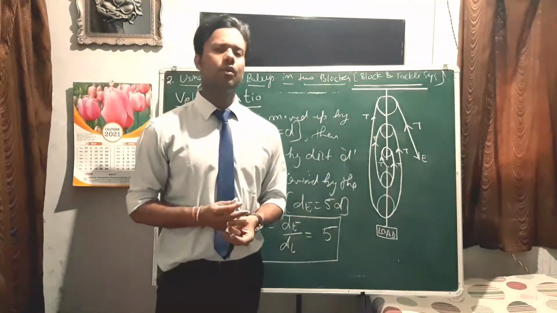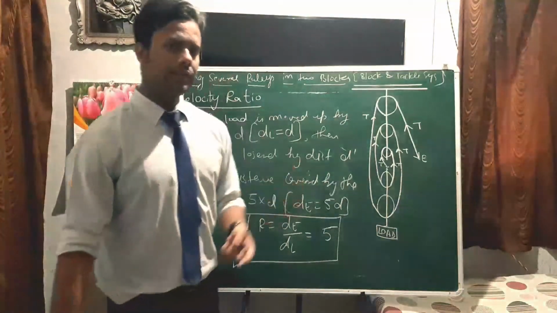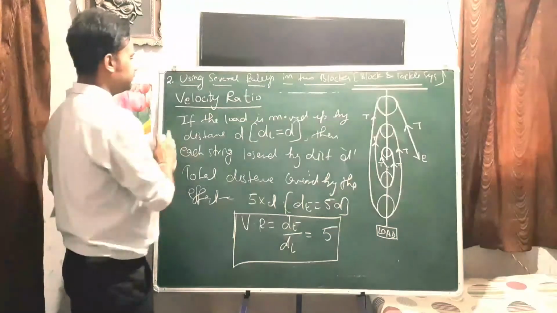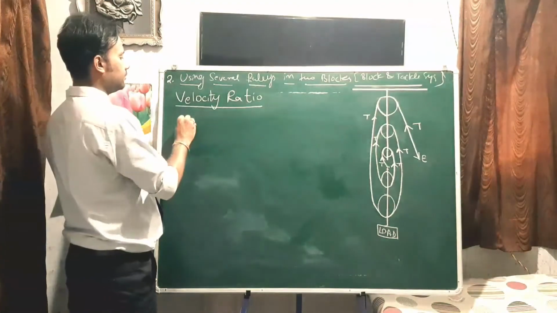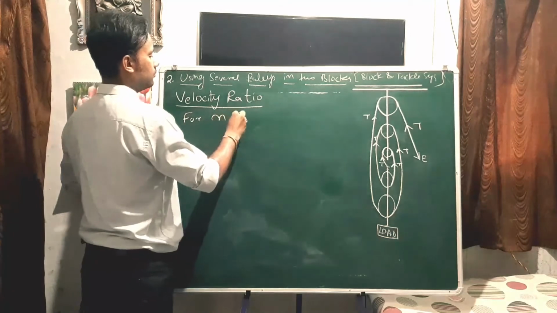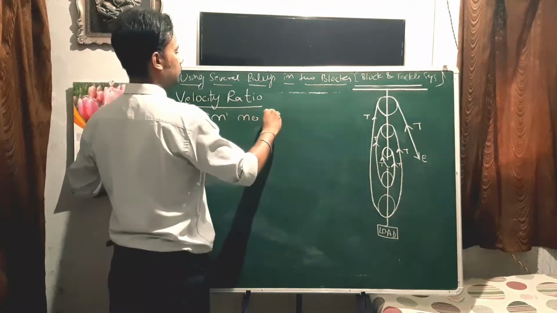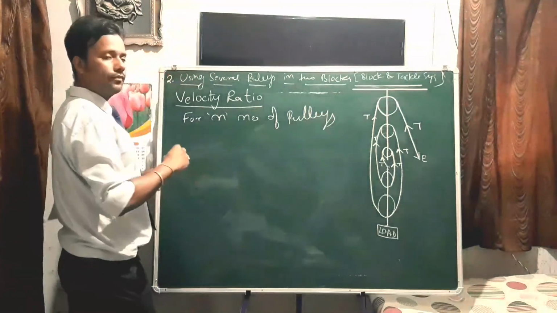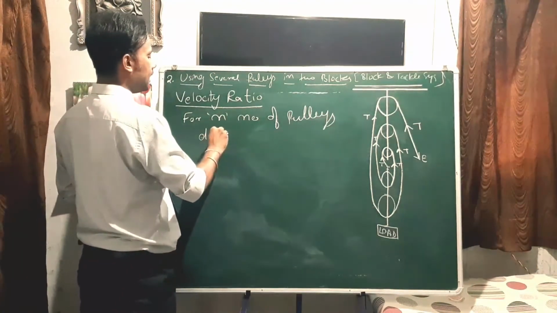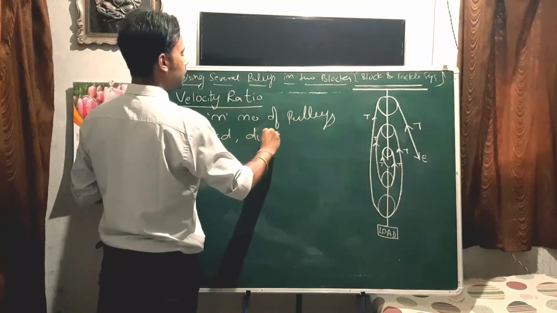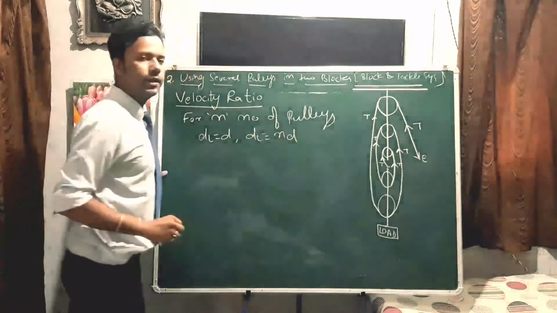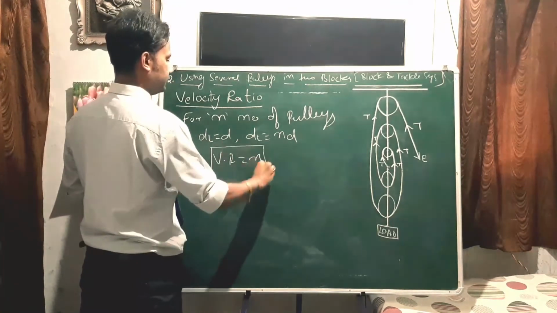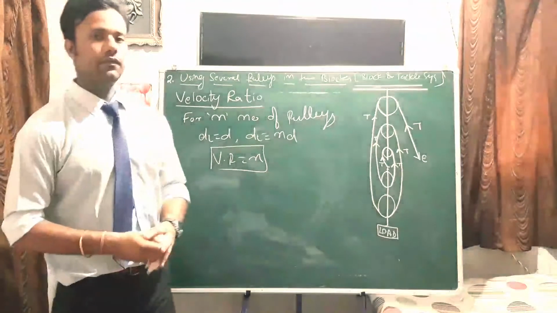Just count the number of pulleys, right? So let's see the general case. You can take a screenshot of this part. For n number of pulleys, DL will be D, but DE will be N into D. Hence, VR will be N. So this is how we can find the velocity ratio.